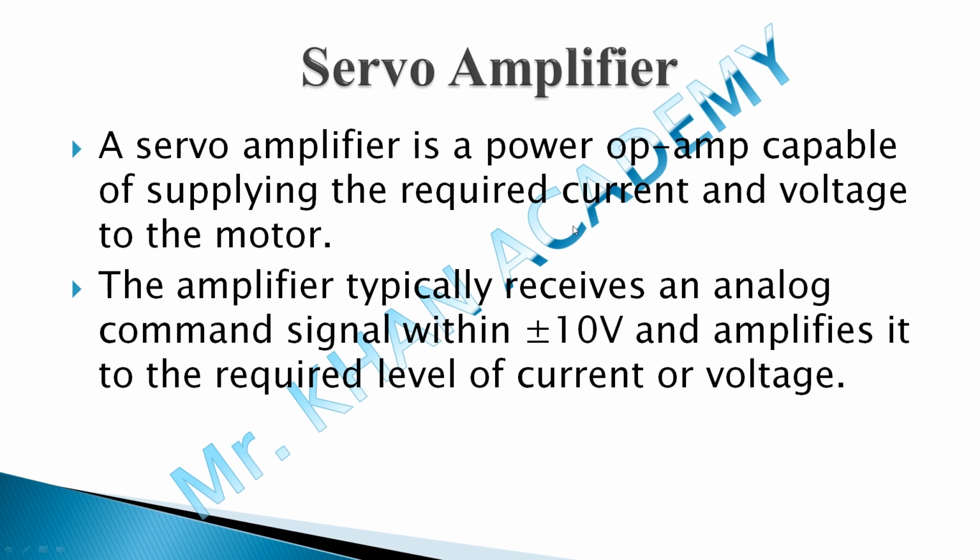In that case, what will I do? I require some intermediate device that will control the current and voltage irrespective of supply voltage according to motor requirement. In that case, I am going to use the servo amplifier. The amplifier typically receives an analog command signal within plus minus voltage and amplifies it to the required level of current and voltage. Irrespective of the supply voltage, whatever the requirement is, the desired output is suitable for the motor. According to that, the servo amplifier changes the current and voltage and supplies it to the motor. That is the working principle of servo amplifier.